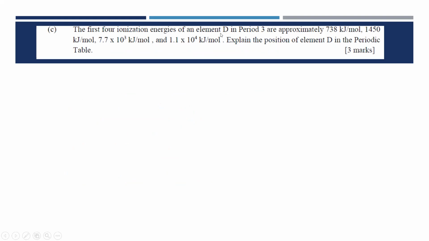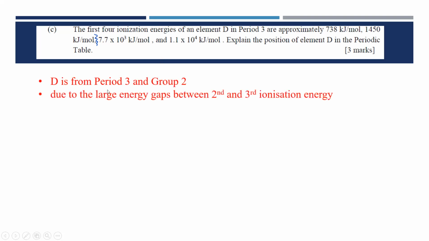So you must try to analyze by yourself. The big gap is between the second ionization energy and the third ionization energy. Therefore, the position is group 2, period 3. Okay, so why is it like that? Because of the large energy gap between the second and third ionization energies, the third electron is extracted from the inner shell. That is why you require a high ionization energy, due to the great increase in the effective nuclear charge.